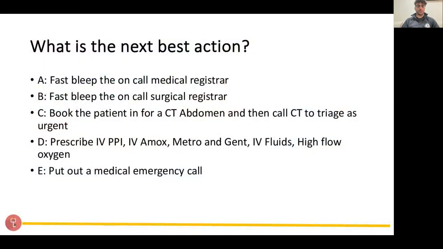And so given that, what is the next best action? I'll give you another 30 seconds to have a read of that. A, fast bleep the on-call medical registrar. B, fast bleep the on-call surgical registrar. C, book the patient in for a CT abdomen and then call CT to triage as urgent. D, prescribe IV PPI, IV amoxicillin and metronidazole, IV fluids and high flow oxygen. And E, put out a medical emergency call.